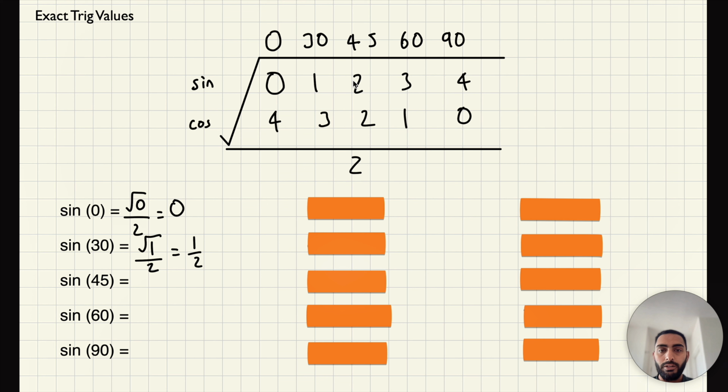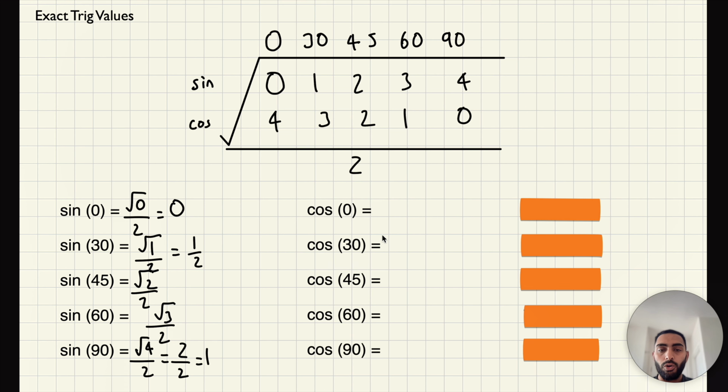For sine of 45, I've got the square root of 2 over 2. I can't simplify root 2, so that would just stay the same as it is. For sine of 60, it's root 3 over 2. Same as the other one, it can't be simplified, so I keep it as it is. Then for sine of 90, I've got root 4 over 2. This root 4 can be simplified. The square root of 4 is 2, so 2 divided by 2 would give me 1. That's all of my exact values for sine.